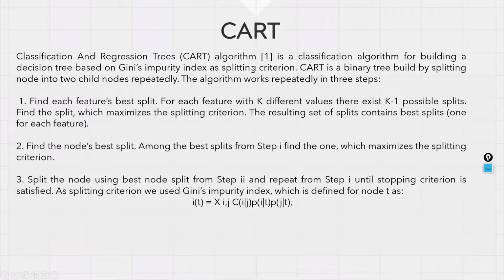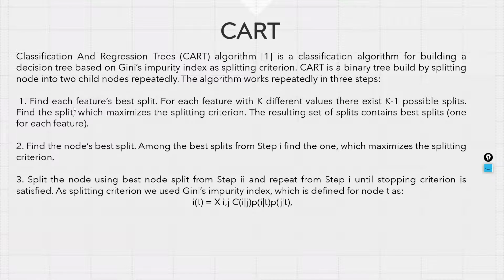Classification and regression trees is an algorithm for building a decision tree based on the Gini impurity index. That's what we used as a splitting criterion. CART is a binary tree built by splitting a node into child nodes repeatedly. We said that CART purely works on binary partitions. The algorithm works repeatedly in three steps until it satisfies a particular stopping criterion.